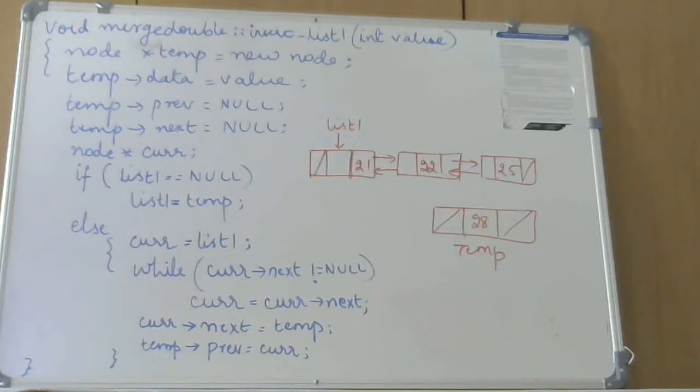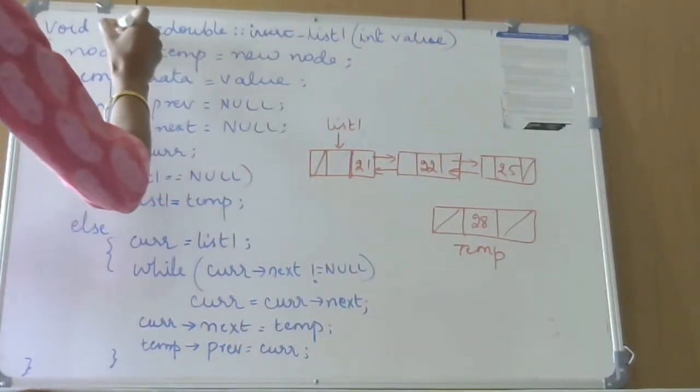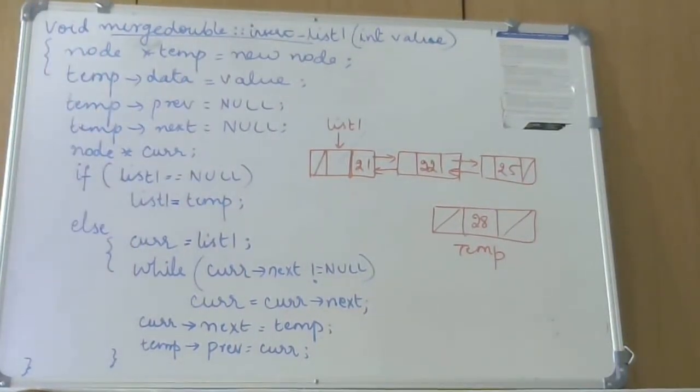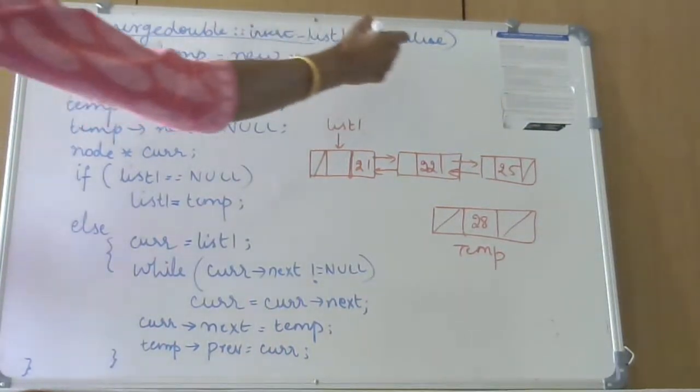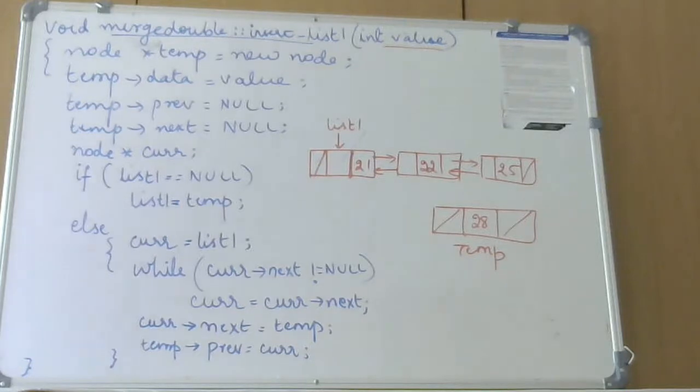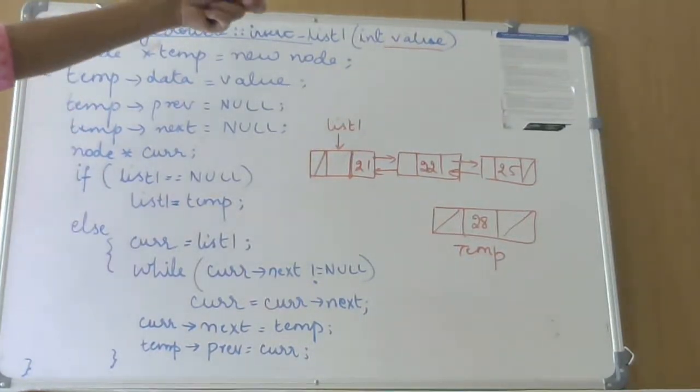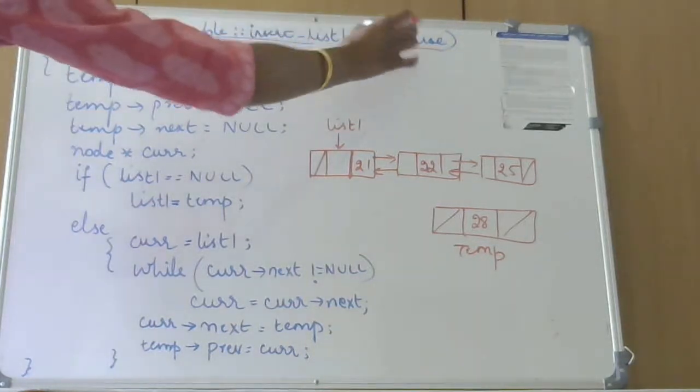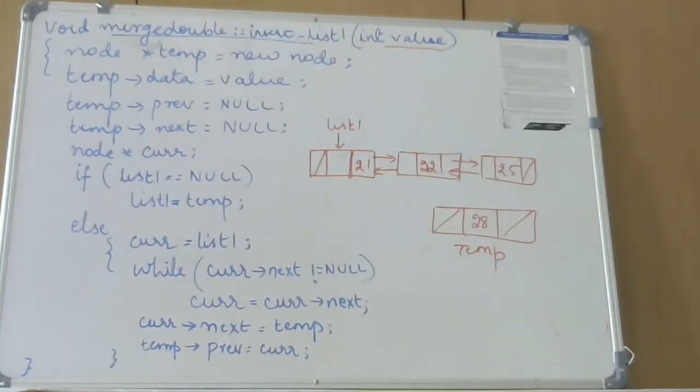Here I am calling this using a scope resolution operator, and then I am calling that function. This is the definition of that function. Value is the value that you want to insert, that you are accepting in the main function and calling this function from the main function by passing it as a parameter. Alright, I think that much is clear.